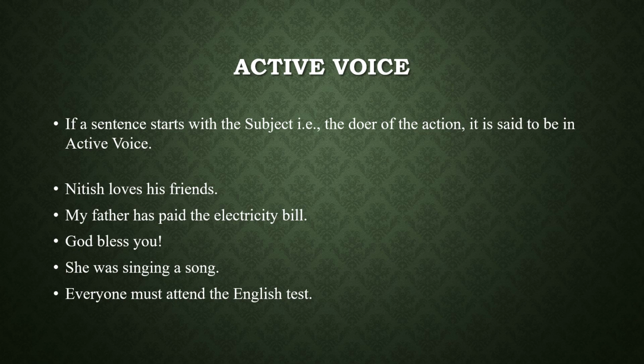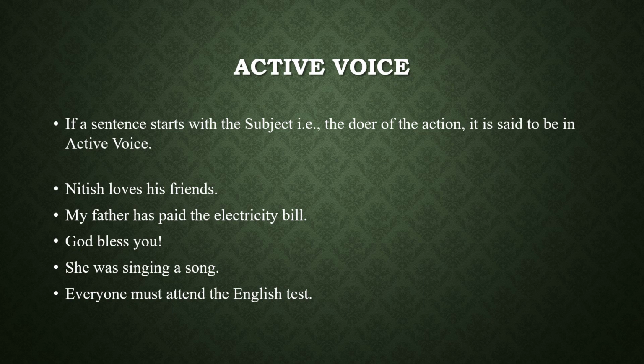Next one, my father has paid the electricity bill. So my father, he is both again the subject and the doer of the action, and the electricity bill is the object and the receiver of the action in this sentence. God bless you. So God is going to be the doer of the action as well as the subject here, and you would be benefited by the action done by God there. That means you will be blessed. So you is the object or the receiver of the action.